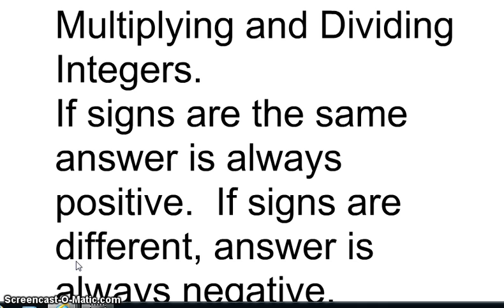Now let's take a look at multiplying and dividing integers. I think multiplying and dividing integers are really pretty simple and basic. We're going to do our multiplication and our division like we normally would if we were just dealing with whole numbers or natural numbers. But there's a little bit of a difference since we may have some negatives in there. If the signs are the same, your answer is always going to be positive. That means if they're both negative, your answer will be positive. If they're both positive, your answer will still be positive. If signs are different, the answer is always negative. So if you have different signs, your answer is negative.